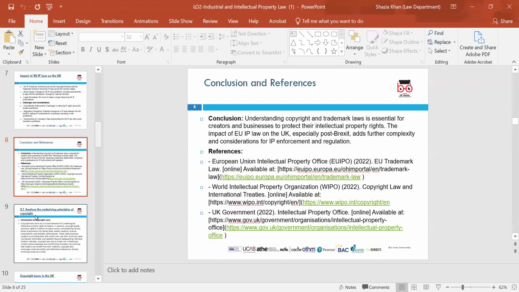So in conclusion to this, understanding copyright and trademark laws is essential for creators and businesses to protect their intellectual property rights. The impact of EU intellectual property law in the UK, especially post-Brexit, adds further complexity and considerations for intellectual property enforcement and regulation. So, a lot of the laws are implemented into EU laws, and they have literally kept the same kind of laws in regards to copyright and trademarks. And these are the references that have been used for the first part.